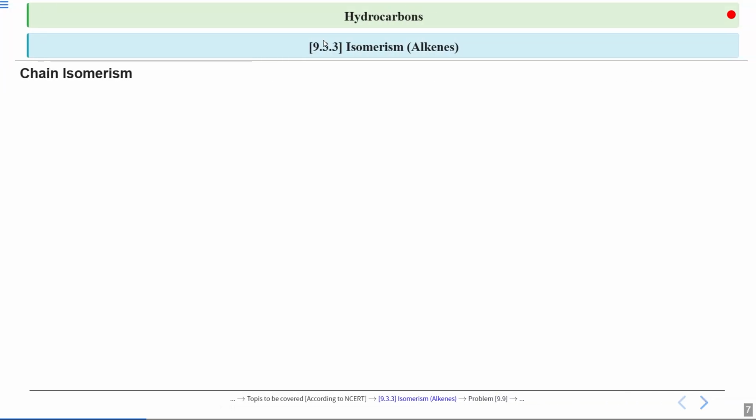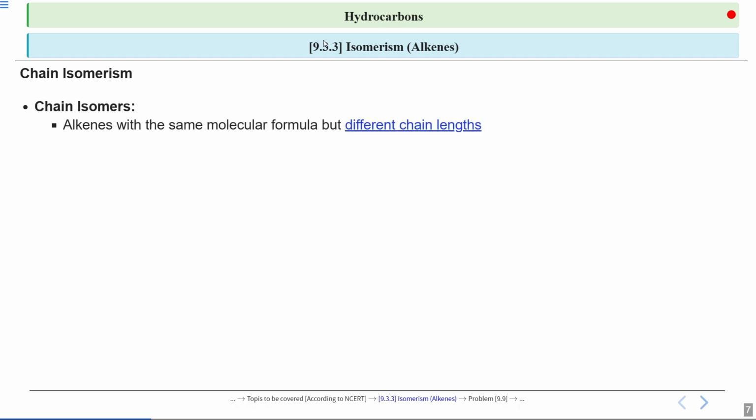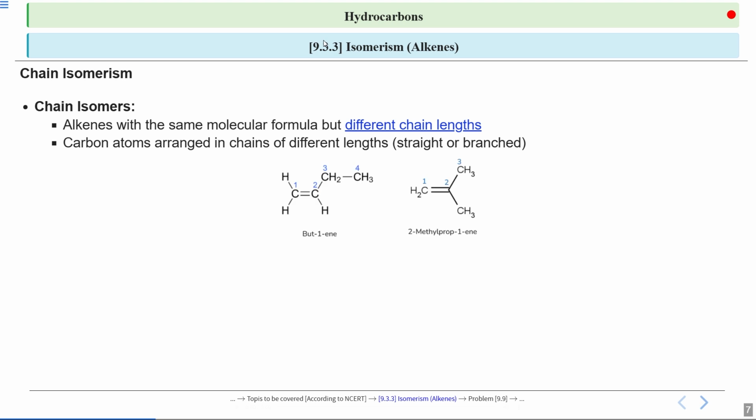So starting with the first one, which is chain isomerism in alkene. Chain isomerism occurs when compounds have the same molecular formula, so that is the precondition for every isomerism. But what is the difference? The difference is that they have different chain length. So the chain isomers have different chain length. Now the carbon atoms arranged in chain are of different length, meaning the principal chain is changing. So there can be a case where one isomer is a straight one and the other one is a branched one. Or the third one can be of two different types of branching.